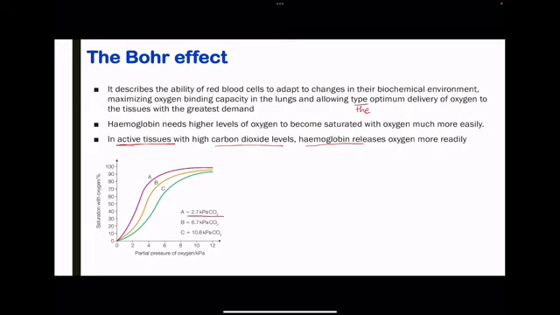Looking at this graph, we can compare A, B, and C. We can see here there is 10.6 kilopascals of carbon dioxide, and this is going to be the most CO2, while on the other side we have 2.7 kilopascals of carbon dioxide, so this is going to be the least CO2.